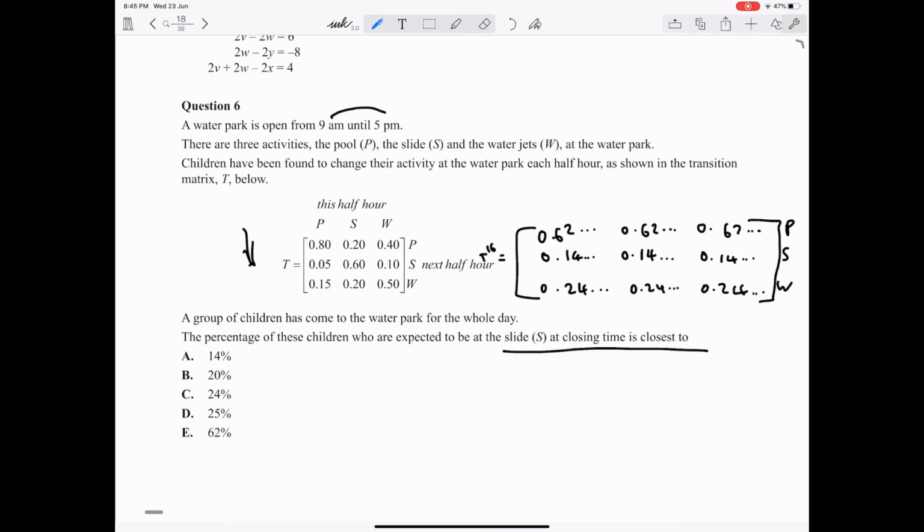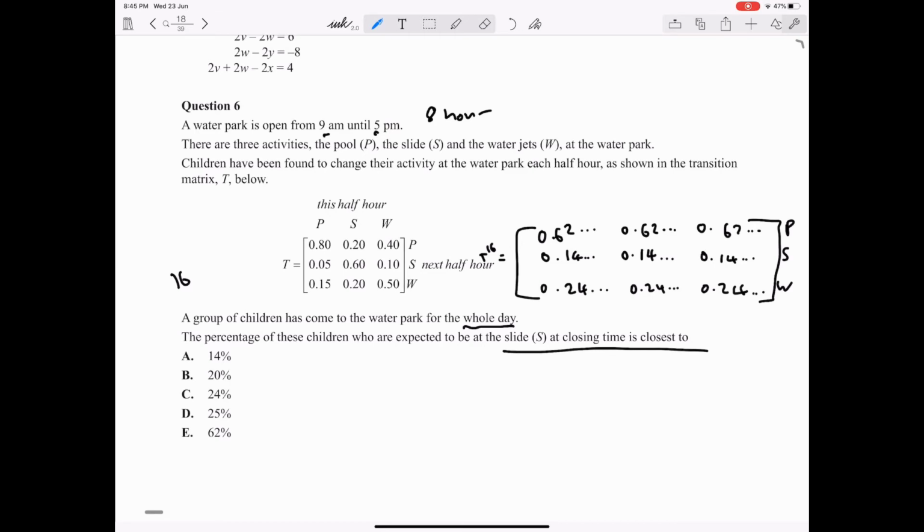So the first step is to determine the number of half hours from opening time to closing time, because we know that the children stay the whole day. So the number of half hours would be 16. To do this, you determine the number of hours from 9 a.m. to 5 p.m., which is 8 hours. And then you multiply that by 2 to determine the number of half hours, which gives you 16.